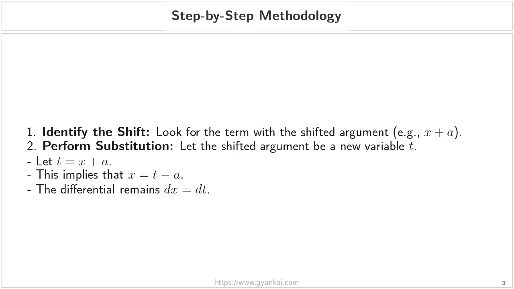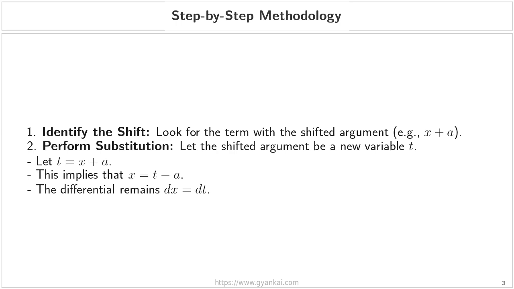2. Perform substitution. This is where we introduce a new variable to simplify things. We let the shifted argument, that is, x plus a, be equal to a new variable, which we'll call t. So, t equals x plus a. This might seem like adding more complexity, but it's a crucial step. Because t equals x plus a, we can rearrange this to solve for x in terms of t. That gives us x equals t minus a.